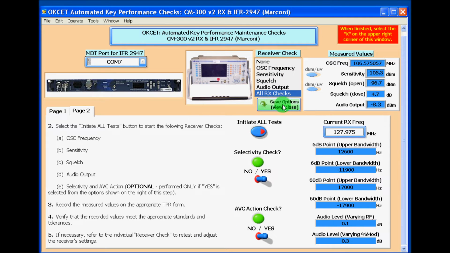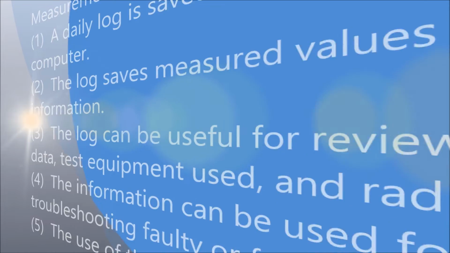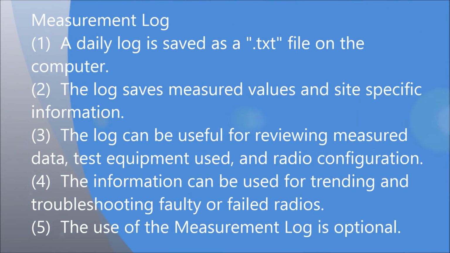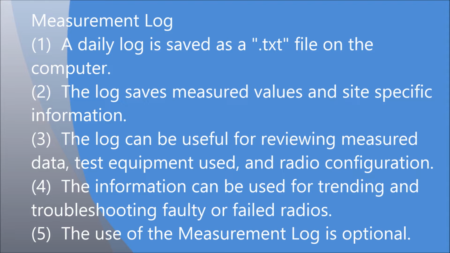Before we move on, I want to talk about the Save Options button. Click on it to look at the options. The Save Options button displays options for the user to be able to create a measured log of the measurements that were just performed. Now, it creates a daily log as a text file that is saved on the computer.